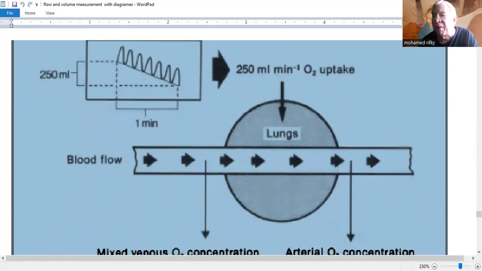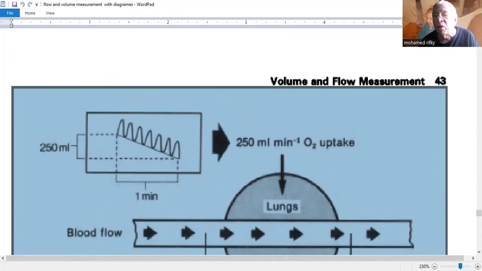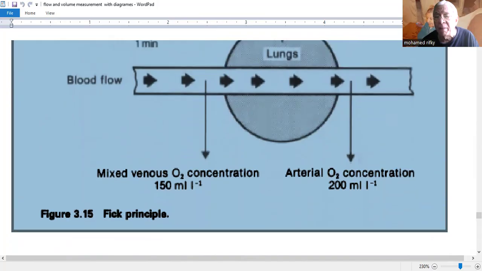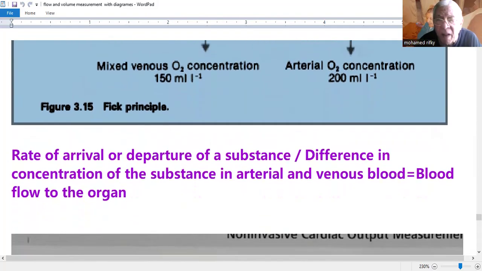And this is the Fick principle. As we can see, this is the difference between arterial and venous concentration or content. And this is the flow. This is the slope. And this is the consumption of oxygen in 1 minute. And from this figure, we can estimate the cardiac output. Of course, this is the other method to measure the flow of any organ.